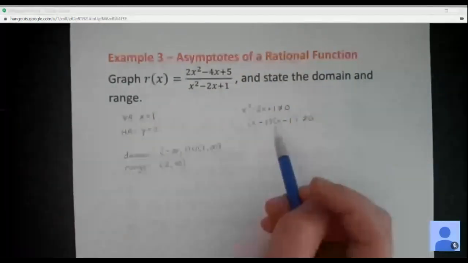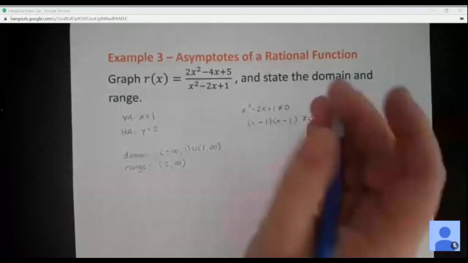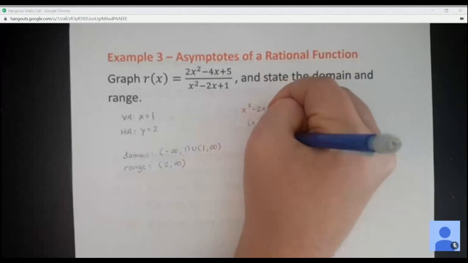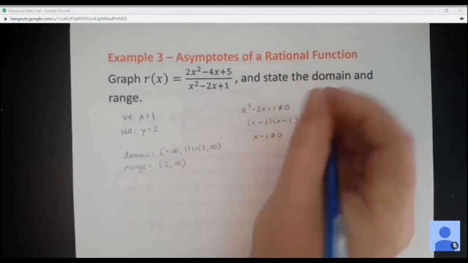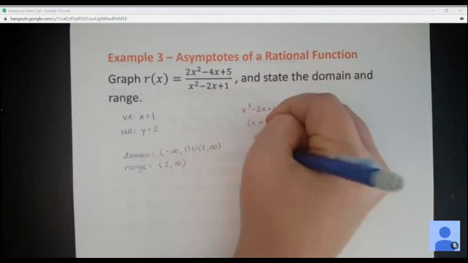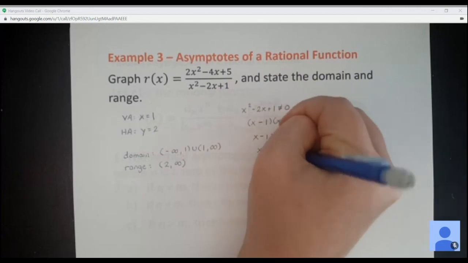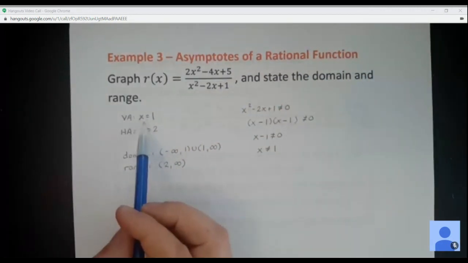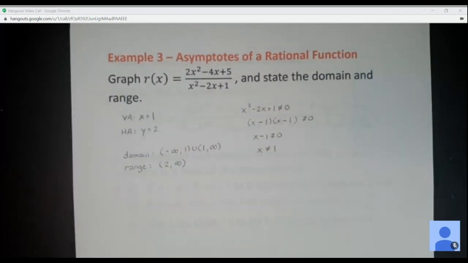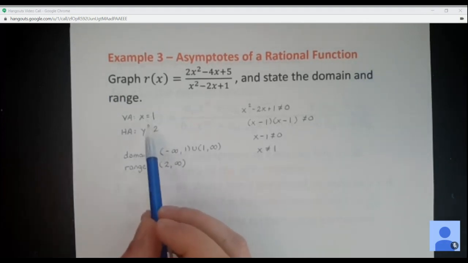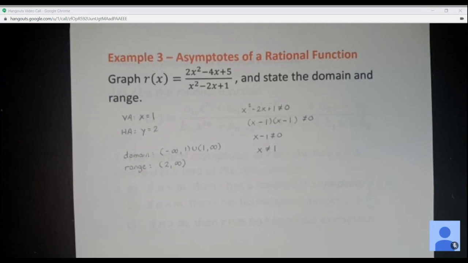And so now if we set each of our factors not equal to 0, they're the same factor, right? So x minus 1 can't be equal to 0, and then moving the 1 over gives us x cannot be equal to positive 1. And so that's what tells us now that we have a vertical asymptote at x equals 1. So we could do this algebraically even without looking at the graph to find that vertical asymptote.